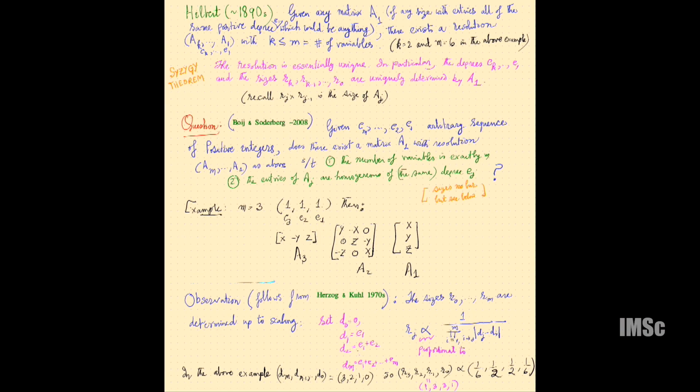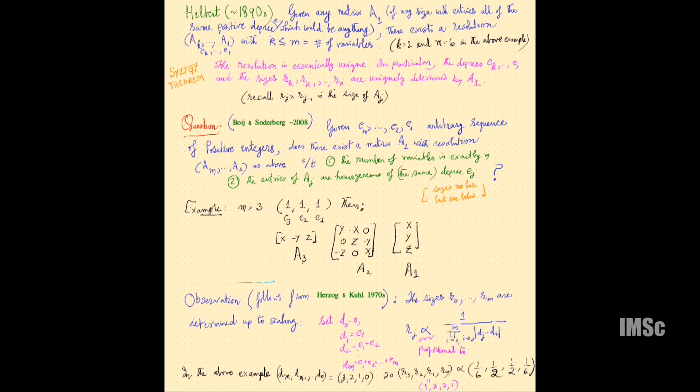There exists a resolution A1, A2, ..., AK, which gets resolved in at most m steps, where m is the number of variables. For example, in this previous example, K was 2. It got resolved in 2 steps, and we had 6 variables. This is called the syzygy theorem.